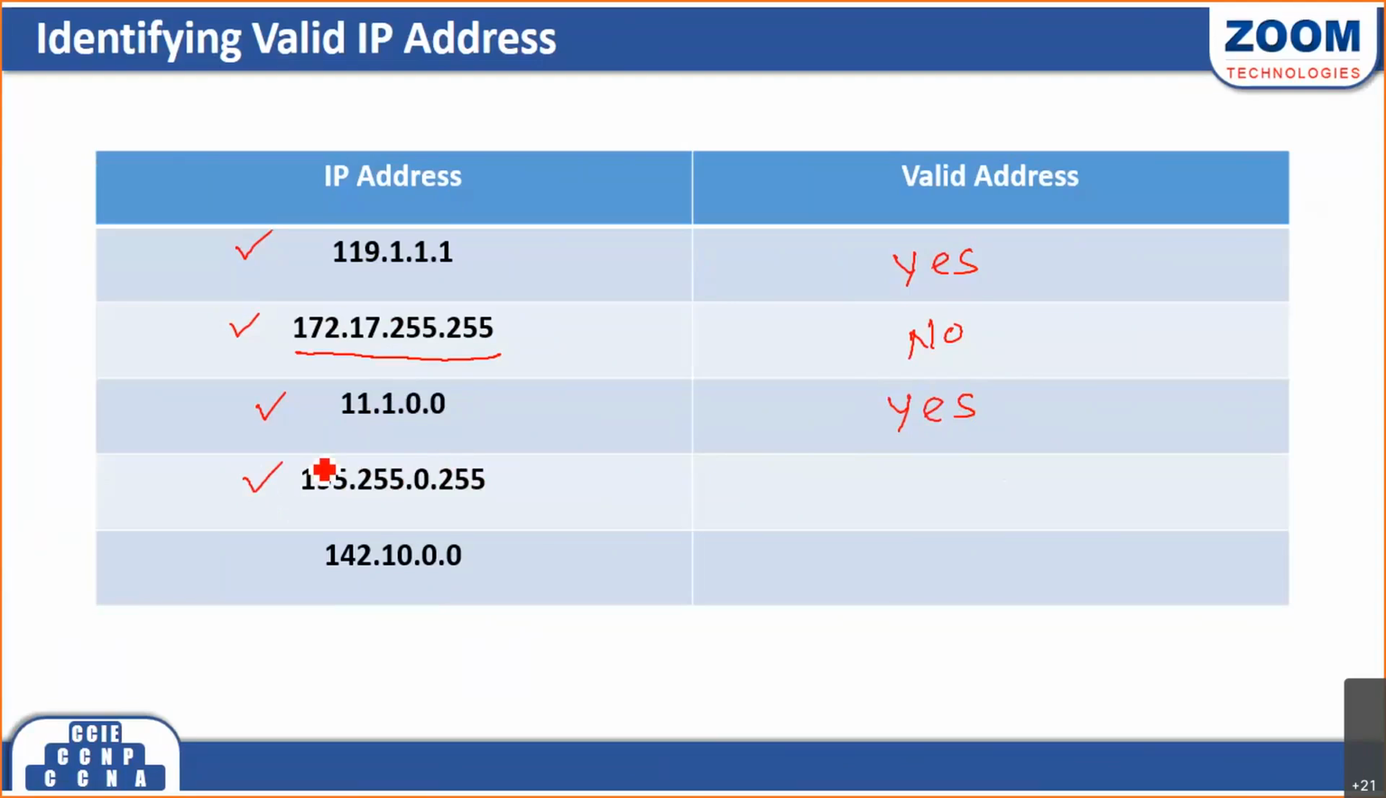195.255.0.55. Is it a valid IP address? Yes. Is it a broadcast ID of class C? Answer is no. Last example.